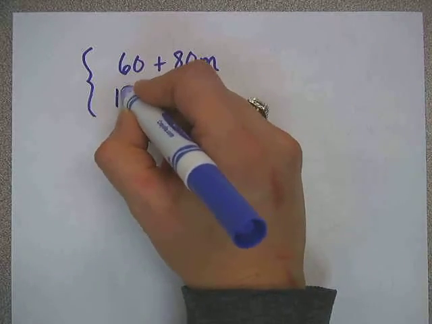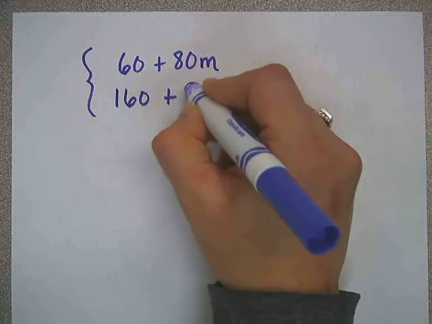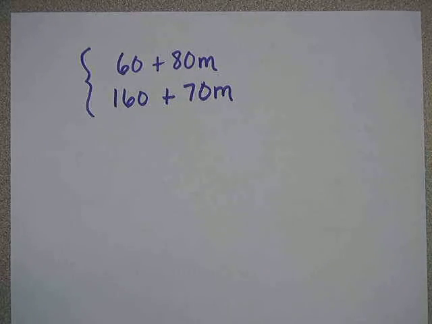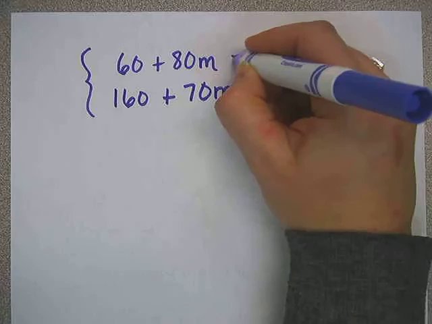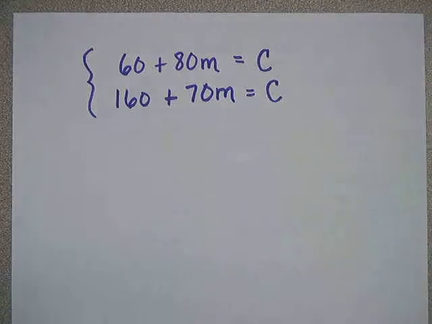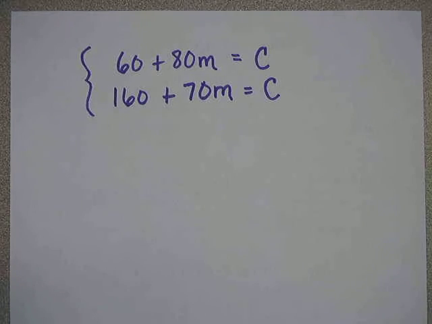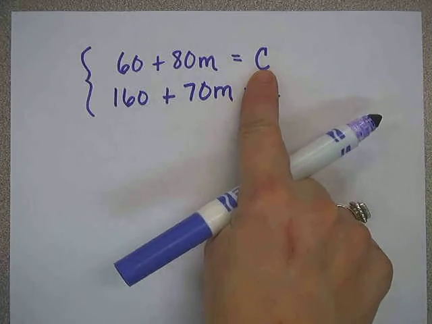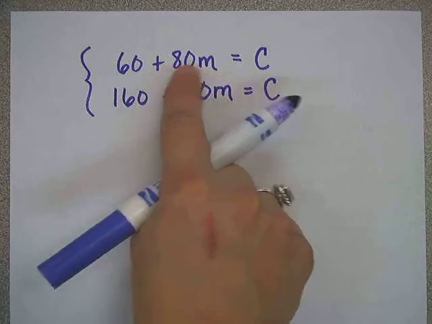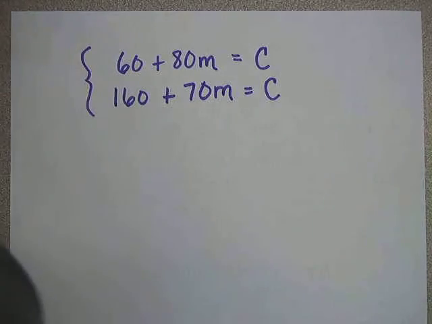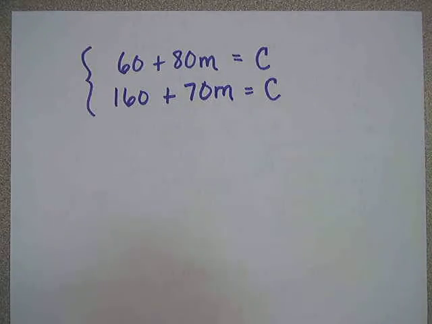The second has a $160 equipment fee and is $70 per month. And both of these things are going to be expressions for your cost. Okay, so we've dealt with this all the time. The cost of the one provider is 60 plus 80 per month. The other cost is 160 plus 70 per month.